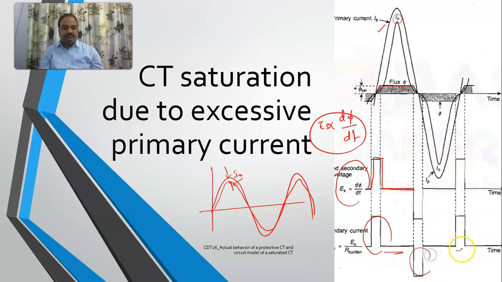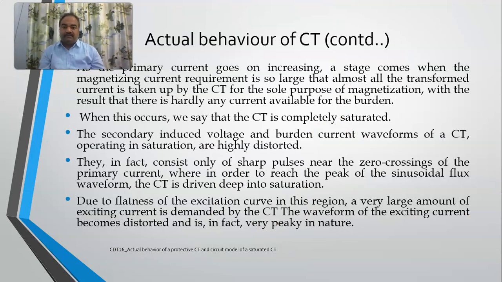Instead of a sinusoidal secondary current, what you see is just small spikes of current. So this is what happens when a CT becomes saturated. This happens because of a huge amount of magnetizing current being drawn, and ultimately, as I have mentioned, all the transformed current is taken up by the CT for the sole purpose of magnetization, and there is hardly any current available for meeting the burden. So when this occurs, we say that the CT is completely saturated.